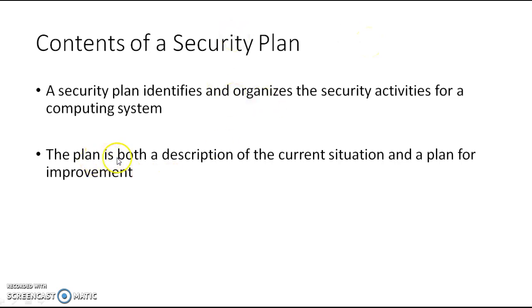The second thing is that the plan is both a description of the current situation and a plan for improvement. In the plan, you must categorically mention which security activities have been done, and you should also categorically mention which activities need to be done in the future. So two things are important: the security activities, and the mention of the activities done and those for improvement.